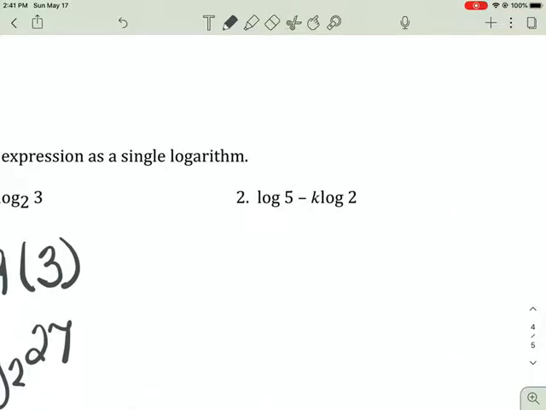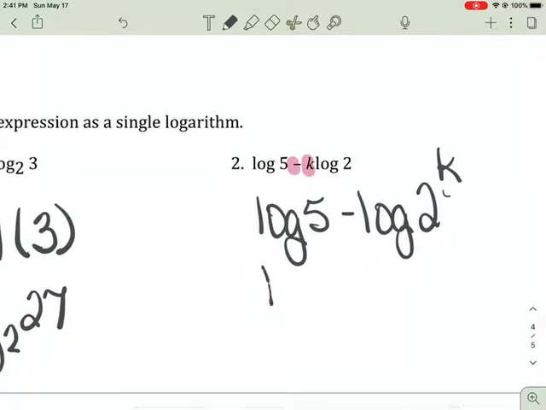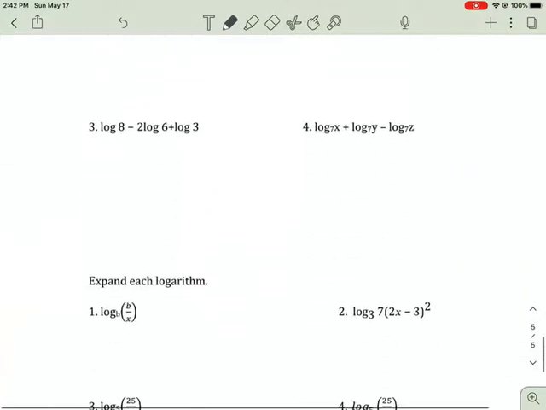Okay, so here we actually have 2 things happening. We have the subtraction, but we also have this number or letter out in front. Now remember, out in front means that it's going to become an exponent. So I'm going to do that first. Okay, now I'm going to do the division. And that's what we're going to end up with. All right, let's try some more.